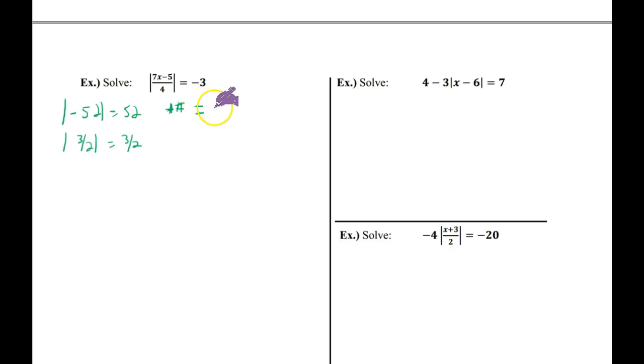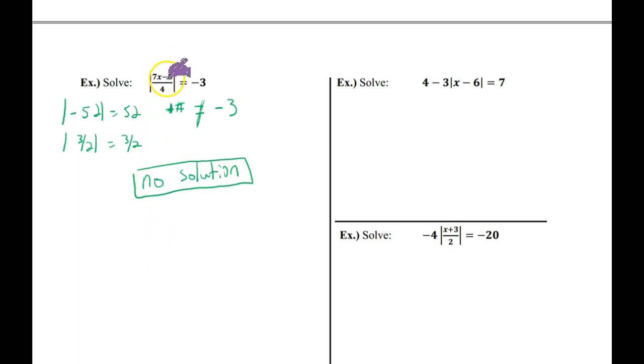Can that ever equal a negative number on the right? So the absolute value will always be positive. It can never equal a negative number. This can never happen. It doesn't matter what x is, this will never work. So this one has no solution. Absolute values do not equal negative numbers.